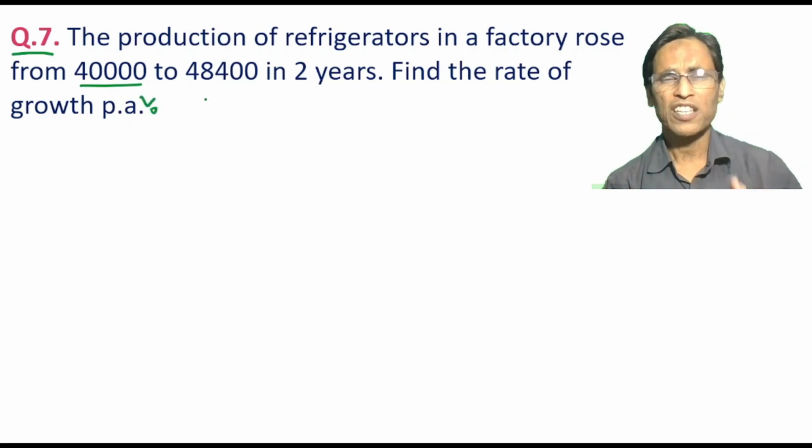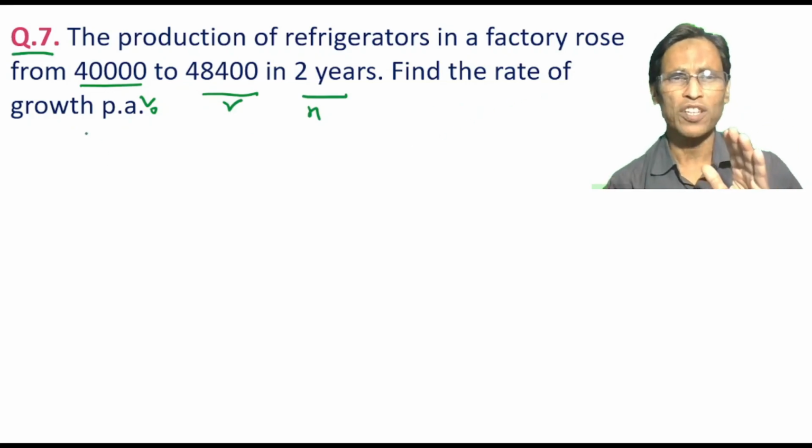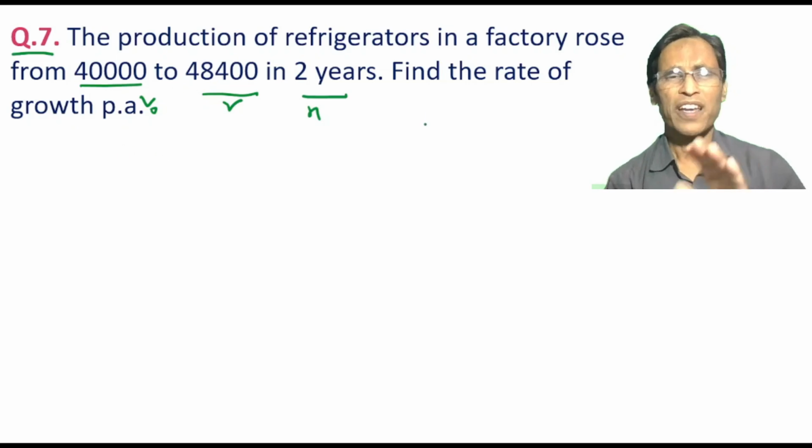After 2 years, the production becomes 48,400, so it will be V. And 2 years is number of years. Now we have to find the rate of growth per annum. अब हमें rate of growth क्या है per annum ये find out करना है. तो by collecting this information we proceed like the previous problem.